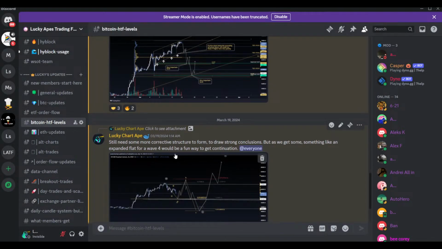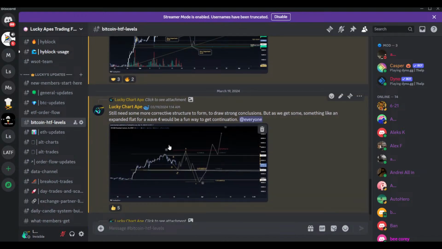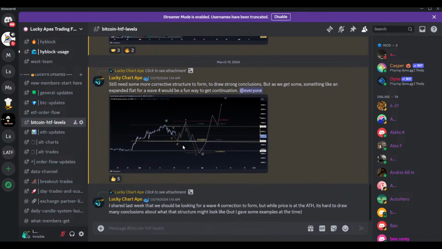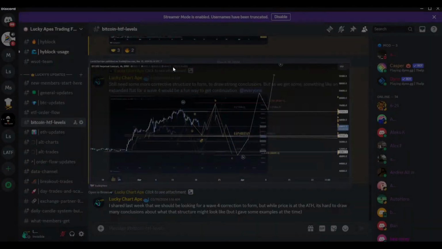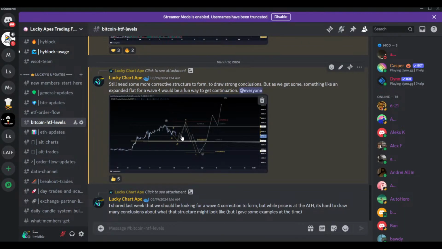And at this time, this is on the 19th, still a couple weeks ago, I said, this is just my high time frame updates channel. Not that there weren't other ideas and other time frames. I said, still need some more corrective structure to form to draw some strong conclusions. But as we get something like an expanded flat for a wave 4 would be a fun way to get continuation. And what I mean by fun is it would be probably very nice to trade. Lots of great short opportunities, lots of great long opportunities.